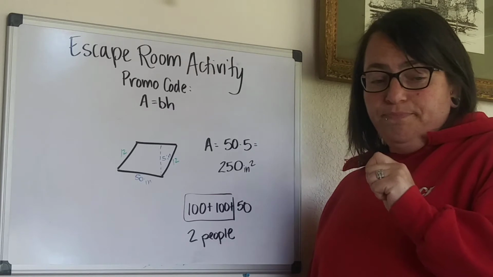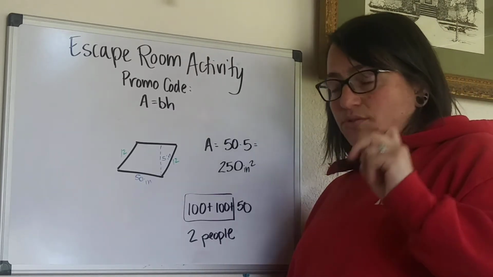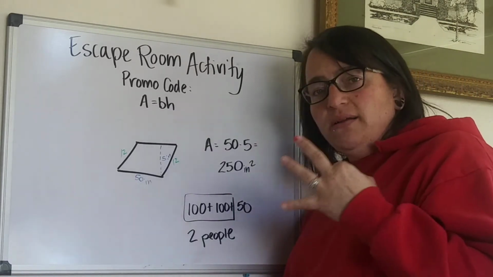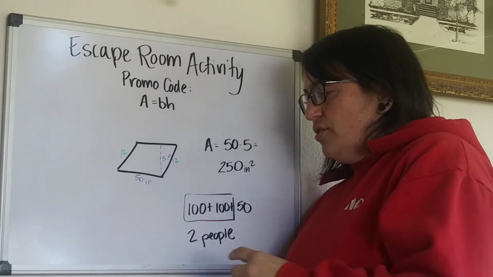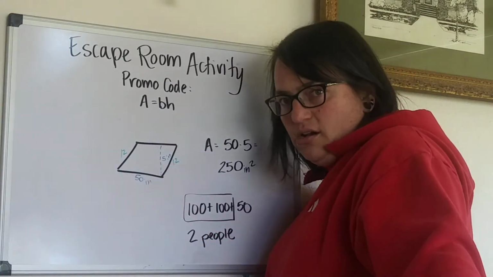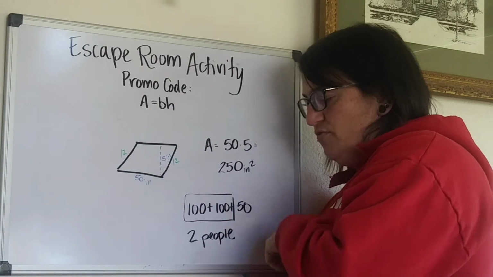So on that page, on that menu, they give you 3 parallelograms, okay? So like for this one, for example, again, it's not on your paper, but for example, it would feed 2 people.